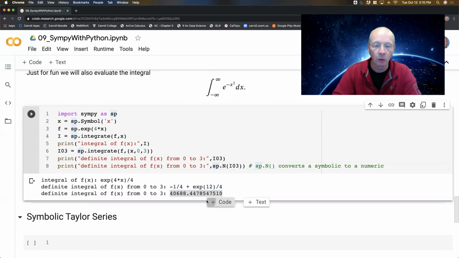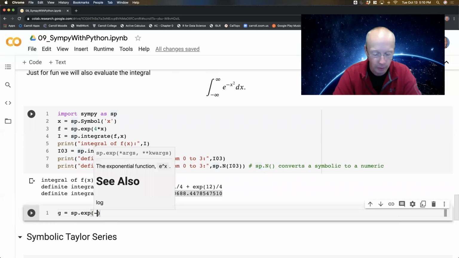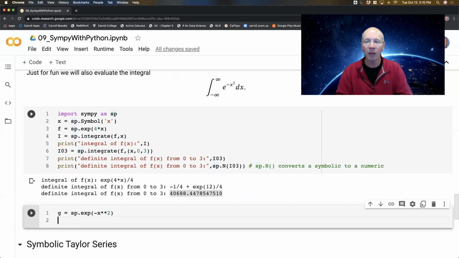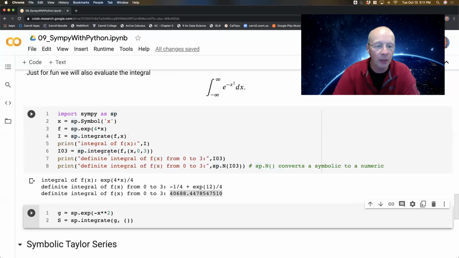Okay, now the last integral is gonna be a little bit more fun. So I'm gonna define my function g as sp.exp of negative x to the second. Now if you stop and think about this for a second, this guy doesn't have a nice antiderivative. He just doesn't, right? So let's see if we can integrate him anyway. I will call my integral, we're gonna call it s. Sure, because s kind of looks like an integral symbol. Sp dot integrate. I'm going to send the function g in, and I'm going to do a tuple just like I did up here.